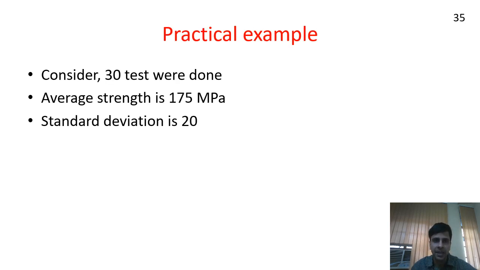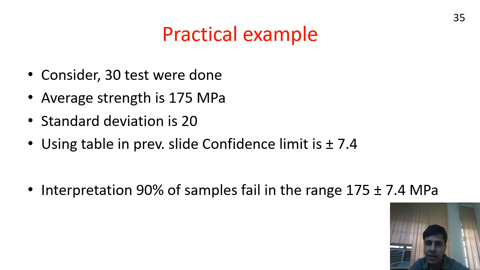Let us take an example. Consider that you did 30 tests and the average strength you calculated was 175 megapascal. And you found out that the standard deviation is about 20. Now if you look at our previous slide, confidence limit will come out to be plus minus 7.4. It means that 90% of samples will fail in the range 175 plus minus 7.4 megapascal. So while doing design, most likely you will base your strength not as 175 but 175 minus 7.4, because you know that at least 90% of the samples have 175 minus 7.4 or more. So your design is conservative.